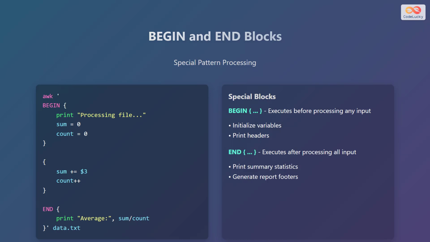For example, the command shown uses BEGIN to initialize its sum and count variables, then processes the file data.txt, summing the values in field 3 and incrementing the count for each line. Finally, the END block prints the average of the values. The command is awk 'BEGIN {print "Processing file..."; sum = 0; count = 0} {sum += $3; count++} END {print "Average:", sum/count}' data.txt.